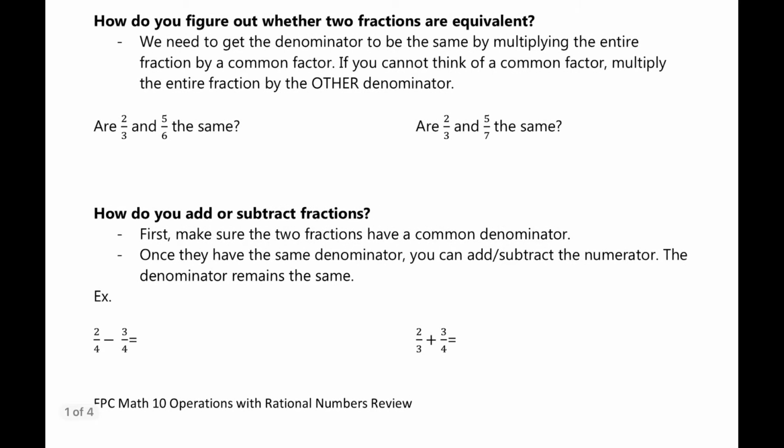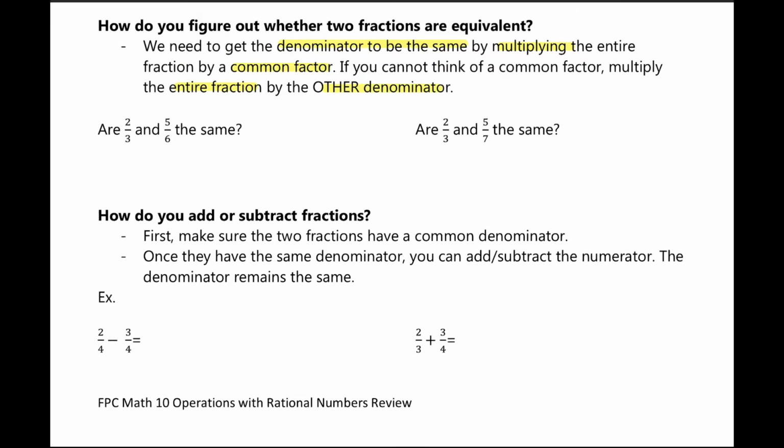How do you figure out whether two fractions are equivalent? So now we're going to compare two fractions. We need to get the denominator to be the same, as in we're looking for a common denominator by multiplying the entire fraction by a common factor. And if you cannot think of a common factor, you can multiply the entire fraction by the other denominator. So let's take a look at the first question here.